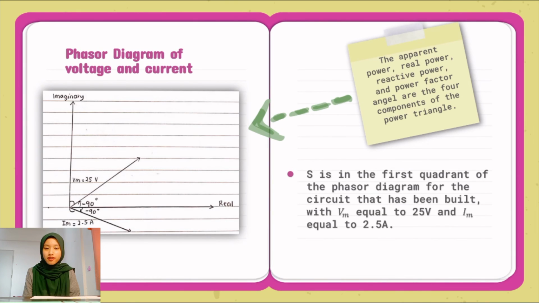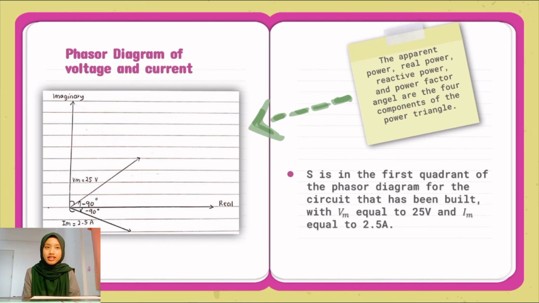Next, I will explain about the phasor diagram of voltage and current. The apparent power, real power, reactive power and power factor angle are the four components of the power triangle. We have an inductive load and a lagging power factor when S is in the first quadrant. The load is capacitive and the PF is leading when S is in the fourth quadrant. The complex power might also be found in the second or third quadrant.